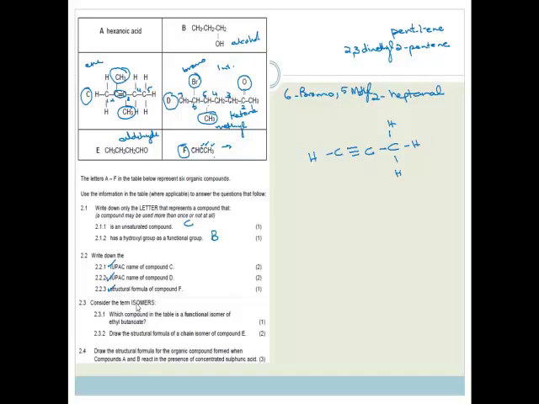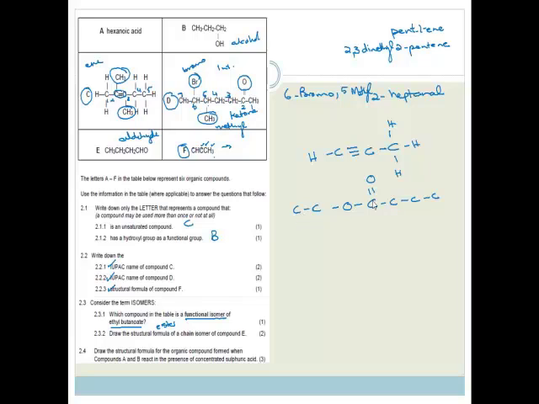Now it says consider the terms isomers. Which compound in the table is a functional isomer of ethyl butanoate? So ethyl butanoate, if we think about it, ethyl's got 2 carbons and then it's got a butanoate. So remember that this is an ester. So how do esters work? It is going to be an O, then C, and there's 4 of them. So it's going to be double bonded O, and then it's 1, 2, 3, 4, and the rest is hydrogens.